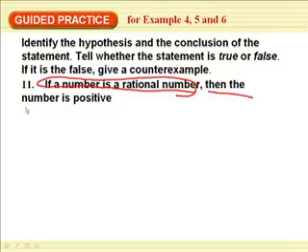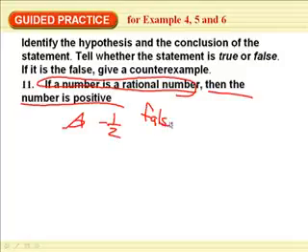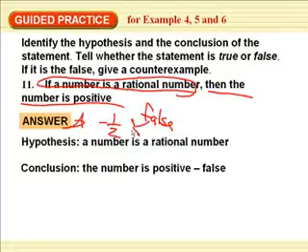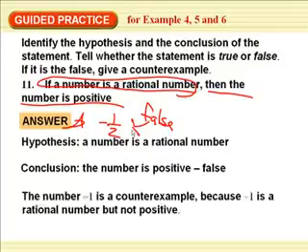Okay, well, I can think of a rational number that is not positive. How about negative 1/2? That's a rational number, and it's not positive, so that's false, because we just proved it by finding one. The hypothesis is that the number is a rational number. The conclusion is that the number is positive. It's false, and their counterexample is negative 1, and we just chose something else.